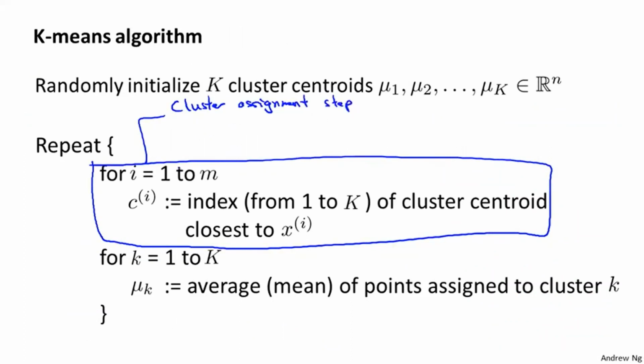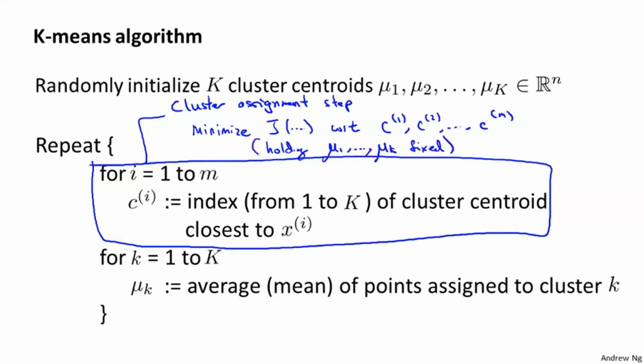And it's possible to show mathematically that what the cluster assignment step is doing is exactly minimizing j, with respect to the variables c1, c2, and so on up to cm, while holding the cluster centroids mu1 up to mu k fixed. So what the cluster assignment step does is, it doesn't change the cluster centroids, but it's exactly picking the values of c1, c2 up to cm that minimize the cost function, or the distortion function j. And it's possible to prove that mathematically, but I won't do so here.